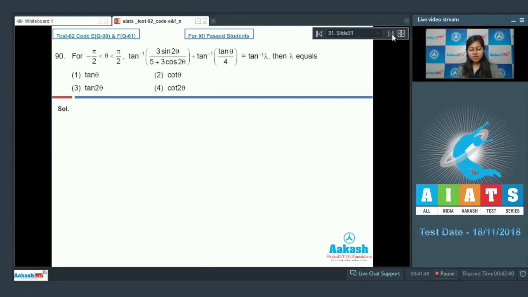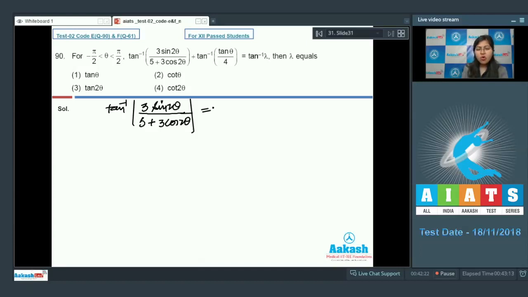Now the last question of this paper is question number 90, that is, for theta going from minus pi by 2 to pi by 2, tan inverse 3 into sine 2 theta upon 5 plus 3 times cos 2 theta plus tan inverse tan theta upon 4 is equal to tan inverse lambda. Then lambda equals, see, we can write the value of tan inverse 3 times sine 2 theta upon 5 plus 3 into cos 2 theta as.